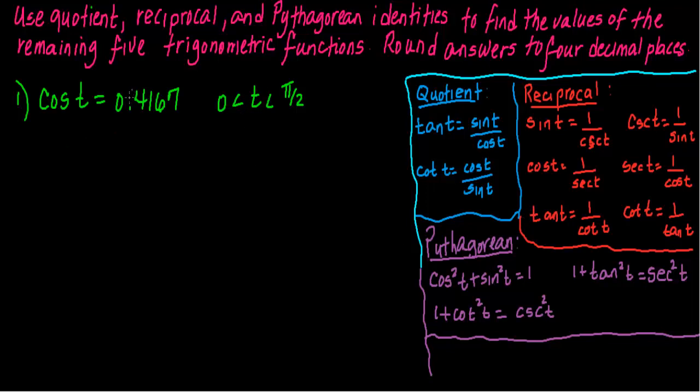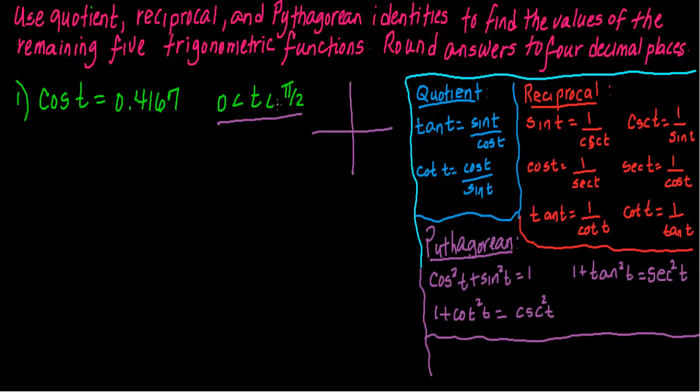And notice that they've given me the cosine of t. T, remember, is an angle. And when it doesn't have a number in the angle spot, it means any angle. But they do make this warning here, if you can call this a warning. It tells you where t is located on the coordinate plane. So let me just make a little drawing here to the side and locate where this angle t is.